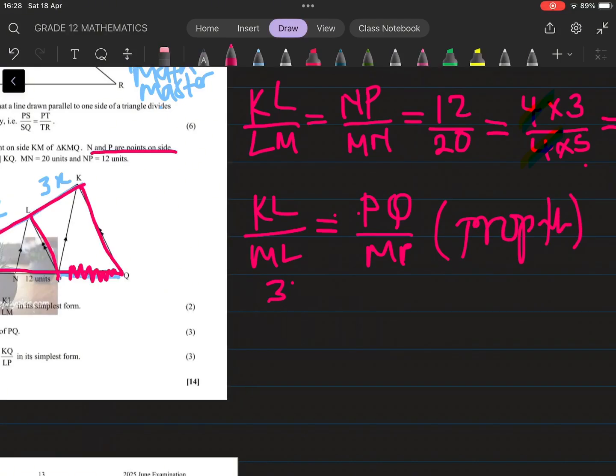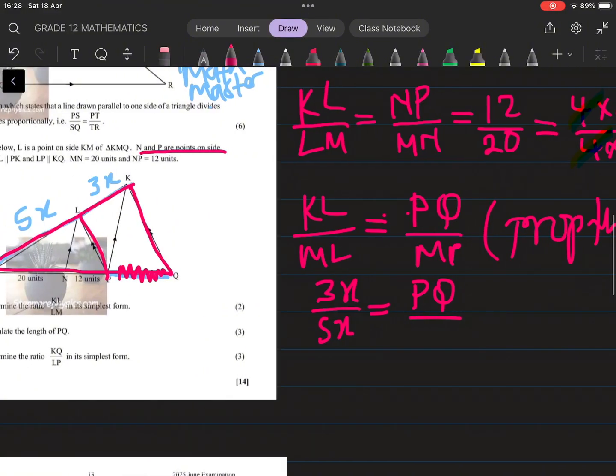Then there is the proportionality theorem, right? And we know that KL divided by LM will be 3x over 5x. We don't know the actual value of x, which will be equal to PQ divided by, and then we're going to add MN with NP, which is going to give us 32. Now we work that out. Multiply both sides by 32, so that we can multiply the other side with 32. Then 32 divided by 32 is 1, and 32 multiplied by 3 over 5 will be equal to PQ.